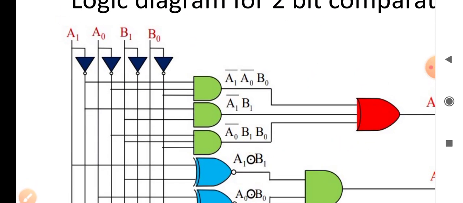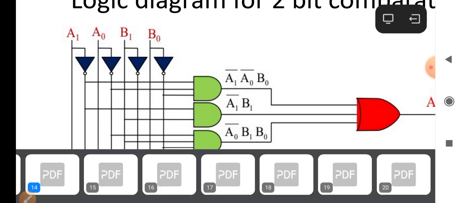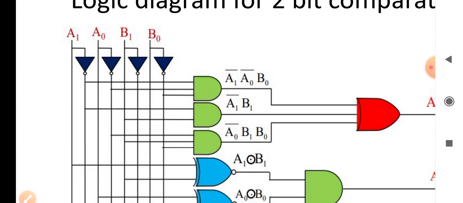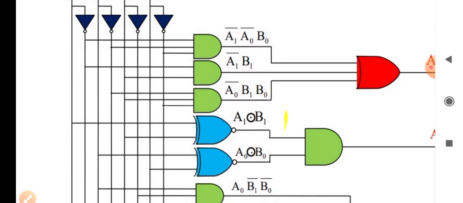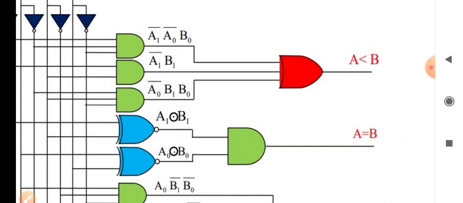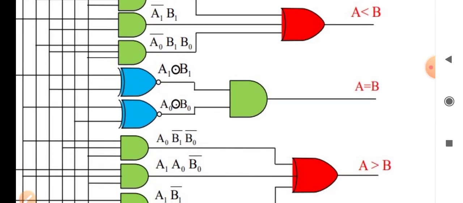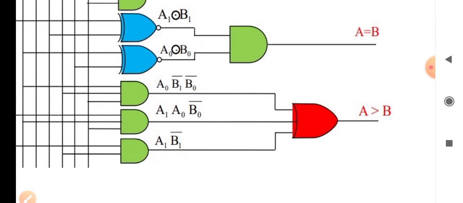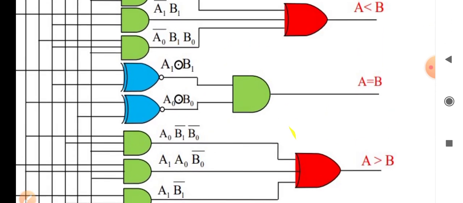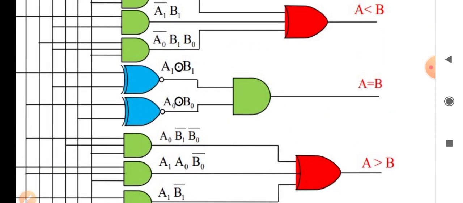So we have to take A naught, A1 complement, A naught complement, B naught, we have ANDed here and given to the OR gate. So this is the expression for A is less than B, this is the expression for A equal to B, this is the expression for A greater than B. Here for A is less than B and A is greater than B, we are using only AND and OR gates, and for A equal to B we are using two XNOR gates with one AND gate.